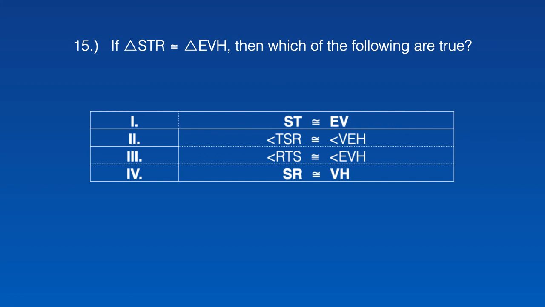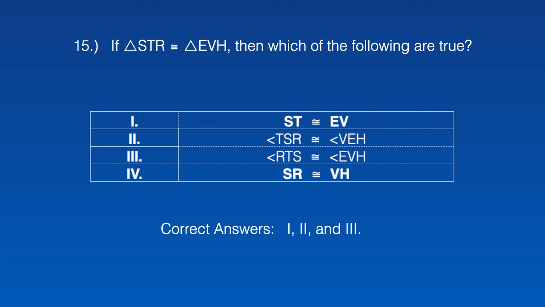So here, if you could picture this, answer choice one says that segment ST is congruent to segment EV. That one's easy. That's correct. Answer choice two, angle TSR is congruent to angle VEH. If you look at the order of the letters, that one's easy to understand as well. That one's correct. Answer choice 3 is the tricky one that you need to pay attention to. And by the way, the correct answer is that 1, 2, and 3 are all correct.